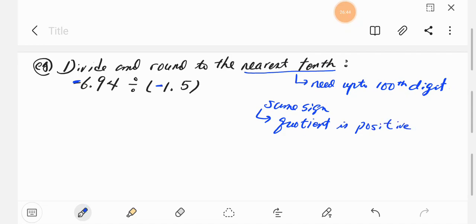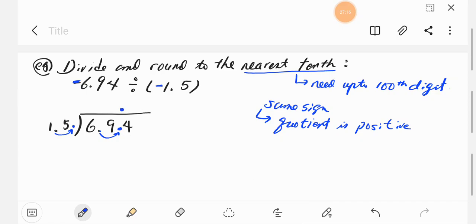All right. So let's divide it. 6.94 divided by 1.5. And then move the decimal point of the divisor to the right. So we moved one place to the right. So move the dividend one place to the right. And then put the decimal point just above this one.